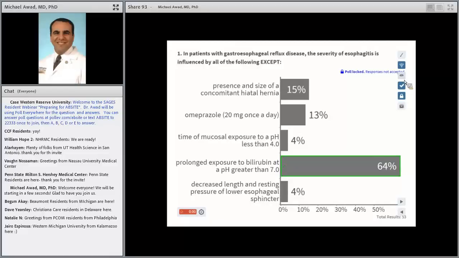Obviously, omeprazole is used to treat esophagitis pretty effectively, and the time of mucosal exposure to a pH less than 4 is important, as that's really kind of the cutoff for the metric that we use for acid exposure. A pH greater than 7, while it can be causing significant symptoms, is not typically associated with increased esophagitis.